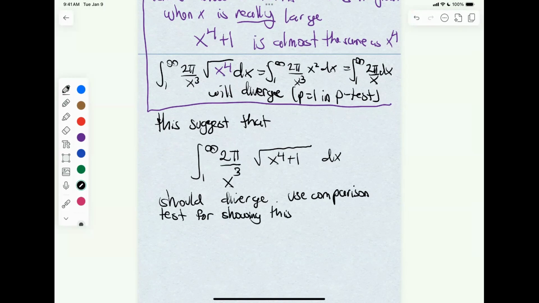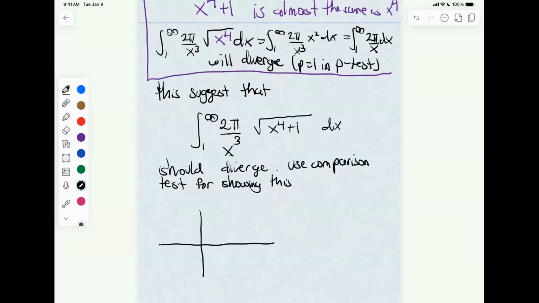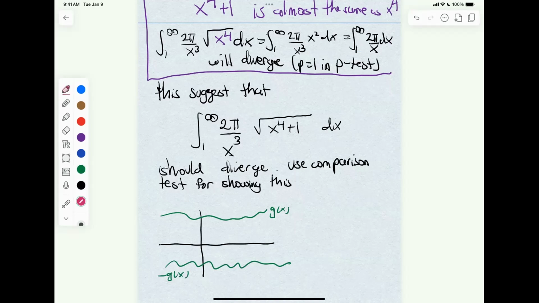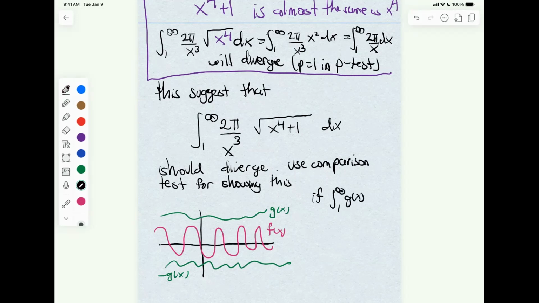Just to remind you, the comparison test is not the squeeze theorem, but similar to that, in that it said that imagine you have a function g of x, and minus g of x here, and then you have a function f of x that's doing whatever it wants to do, right? And so the comparison test said that if the integral for g of x converges, or sorry, well in this case I have to put it.